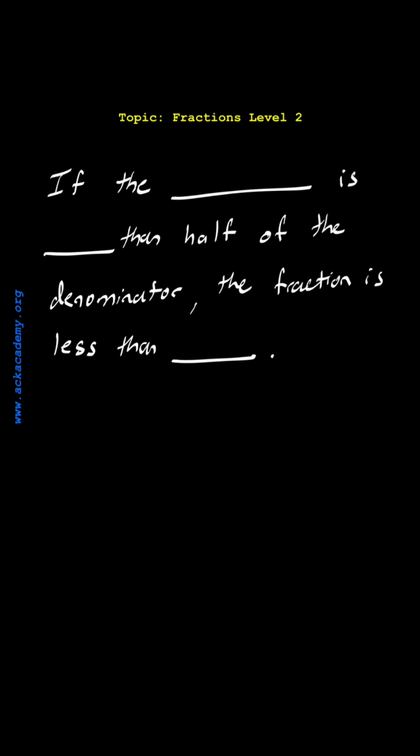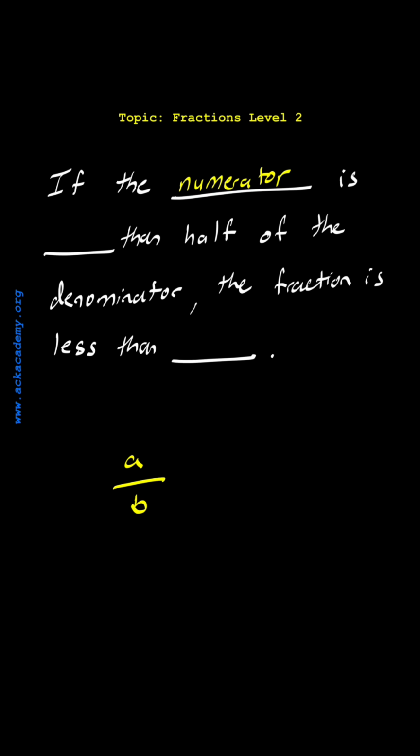If the blank is blank than half of the denominator, the fraction is less than blank. So if the numerator is less than or greater than half the denominator? If we have a denominator here, let's call it b, let's say we have a over b.